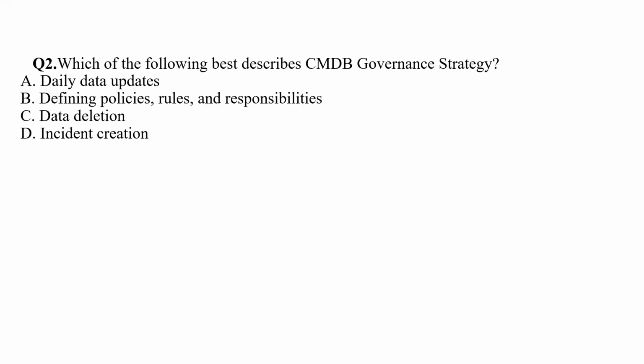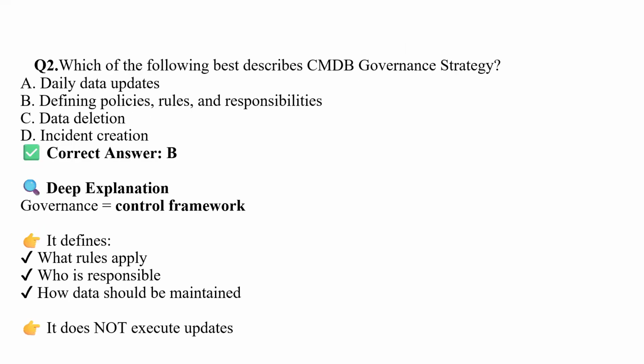Next one. Which one of the following best describes CMDB governance strategy? Option A, daily data updates. Option B, defining policies, rules, and responsibilities. Option C, data deletion. Option D, incident creation. The correct answer is option B, defining policies, rules, and responsibilities. So governance is a control framework. It defines what rules apply, who is responsible, and how data should be maintained.